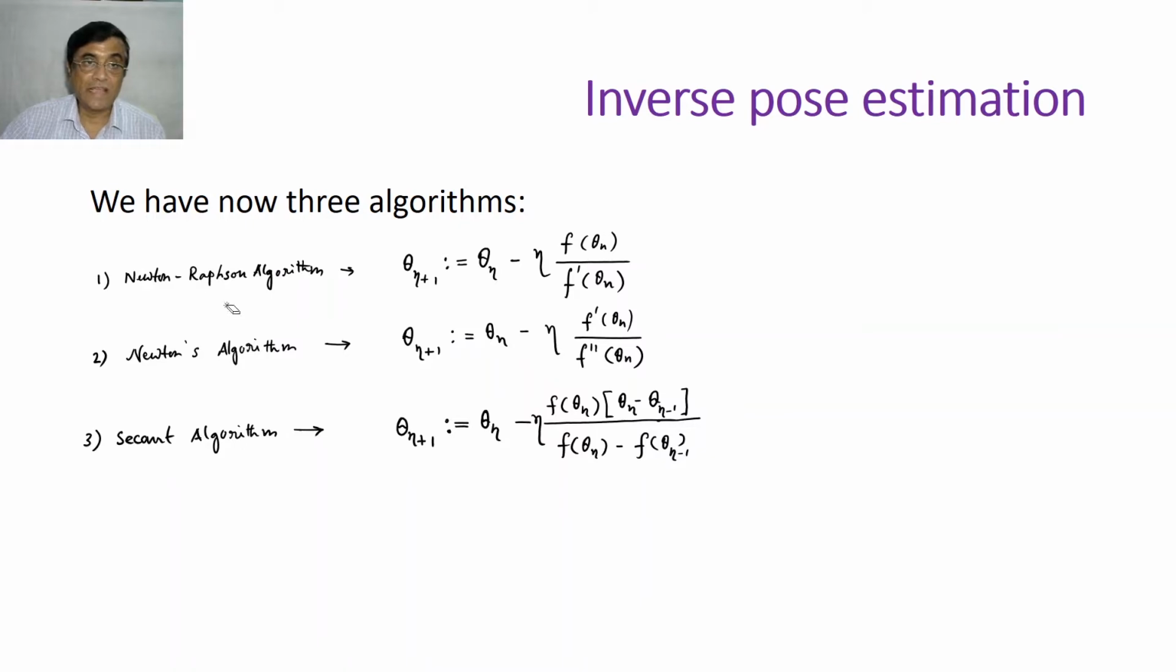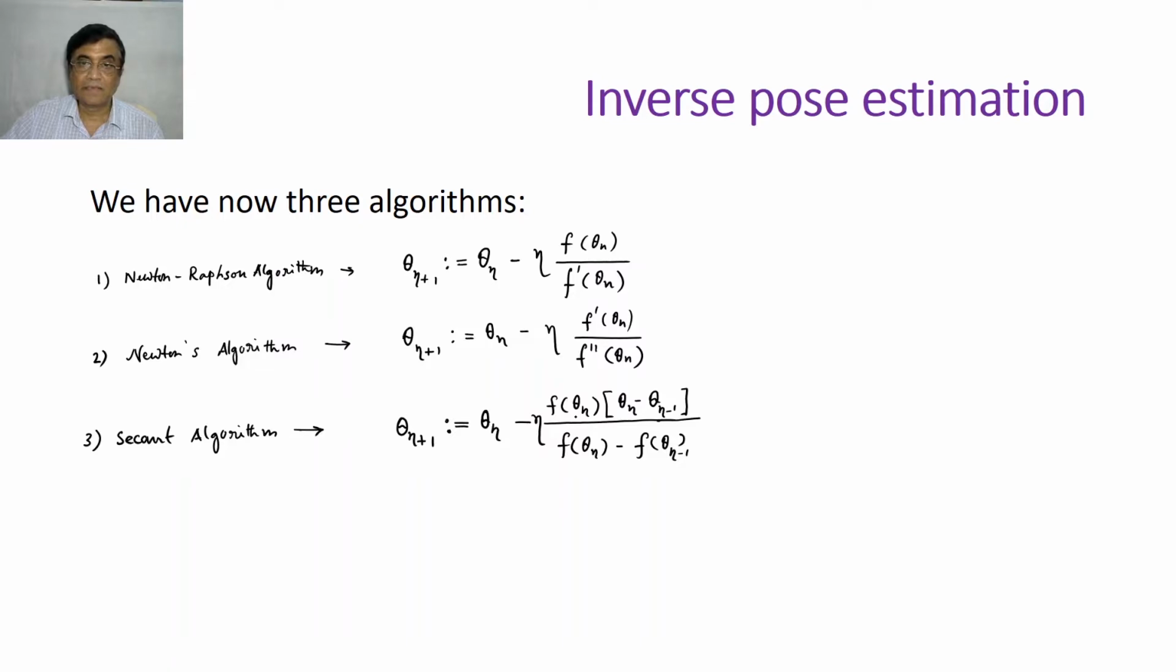So that's it. We have 3 algorithms which I have written: the Newton-Raphson algorithm, Newton's algorithm, let us call it the Newton algorithm. This is nothing but one more differentiation, and this is the Hessian matrix. And another algorithm we just derived is called the second algorithm.